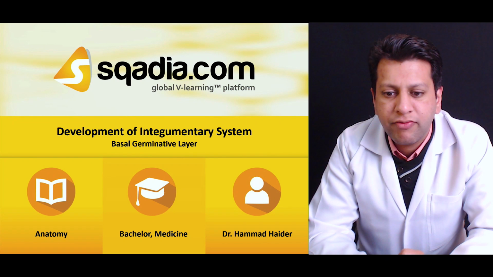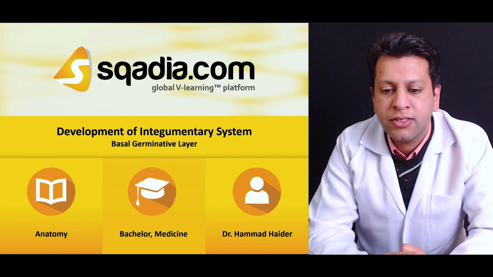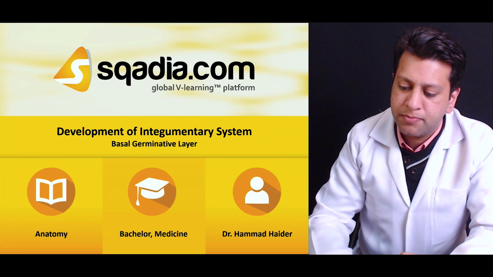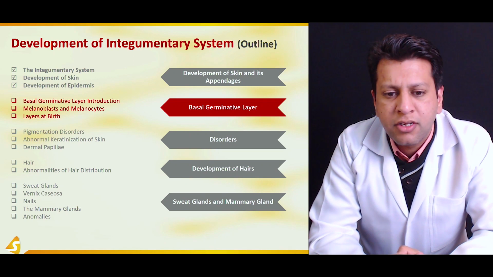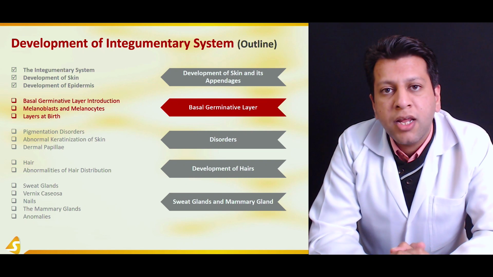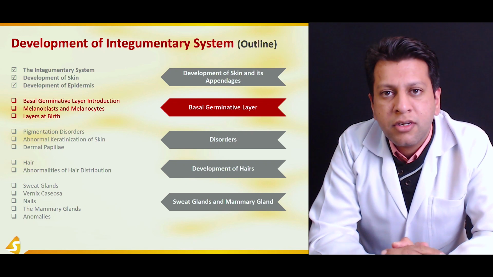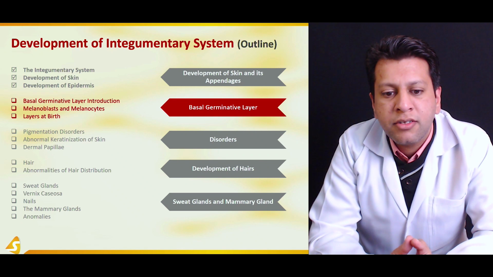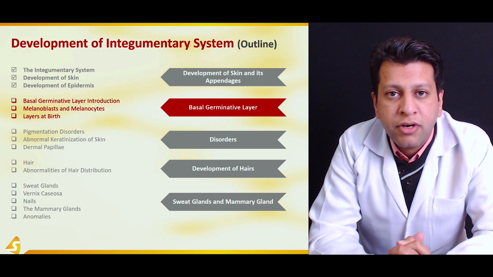Today we are discussing development of the integumentary system and we are on section 2 of this lecture, which includes the formation of the basal germinative layer. In this section, we will be discussing the basal germinative layer introduction, how the melanoblasts form the melanocytes, how they migrate and what their function is, what layers are present at birth, and what abnormalities are associated with abnormal melanin formation.